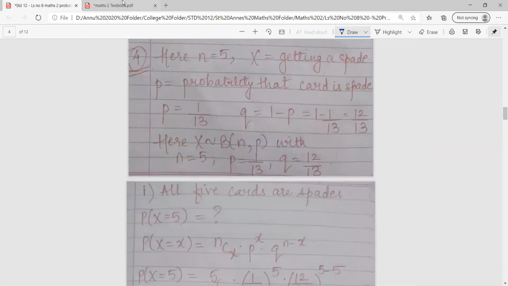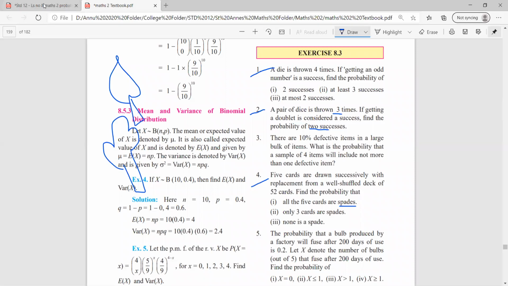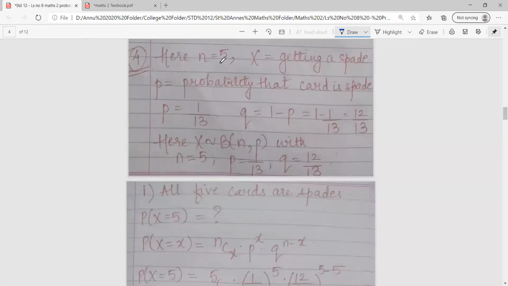As you can see, they have written 5 cards are drawn, so can I say N is equal to 5? X is getting a spade and P is the probability that the card is a spade. As I told you, P will be 1/13 because there are in all 13 spade cards. So the probability of each card will be the same, 1/13. So Q will be 1 minus P, 1 minus 1/13, which is 12/13. So we have all the 3 alphabets.